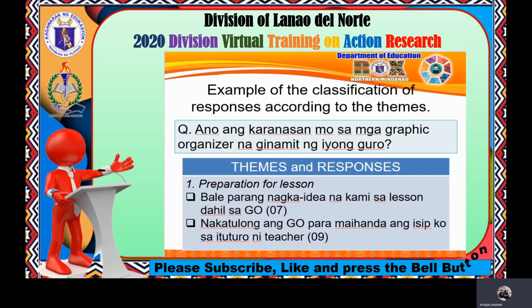So we have themes and responses. Assign themes and the responses of different students. So one theme, preparation for lesson. According to student number 7, ito yung kanyang sagot: Bali parang nagka-idea na kami sa lesson dahil sa graphic organizer. Another related response: nakakatulong ang graphic organizer para maihanda ang isip ko sa ituturo ni teacher. Okay, diba? This is a kind of preparation for lesson.